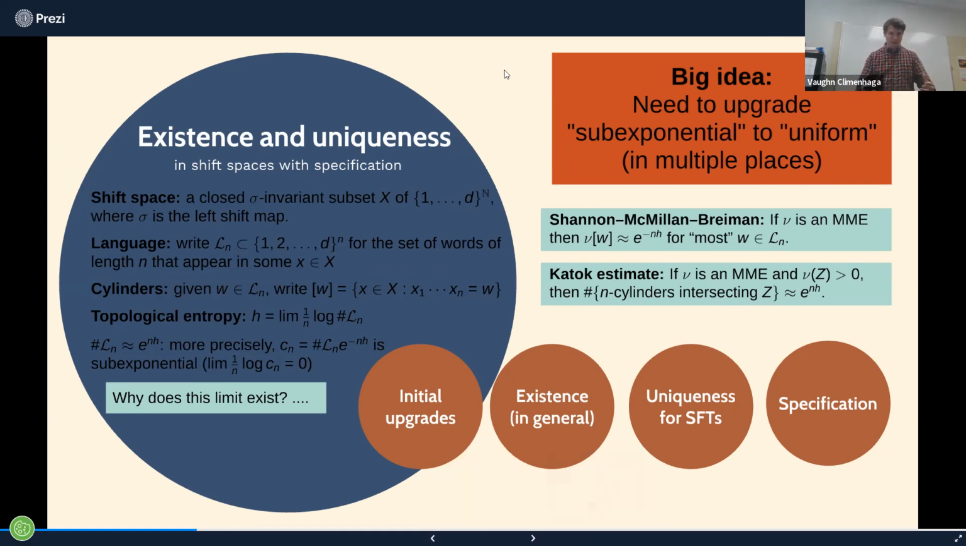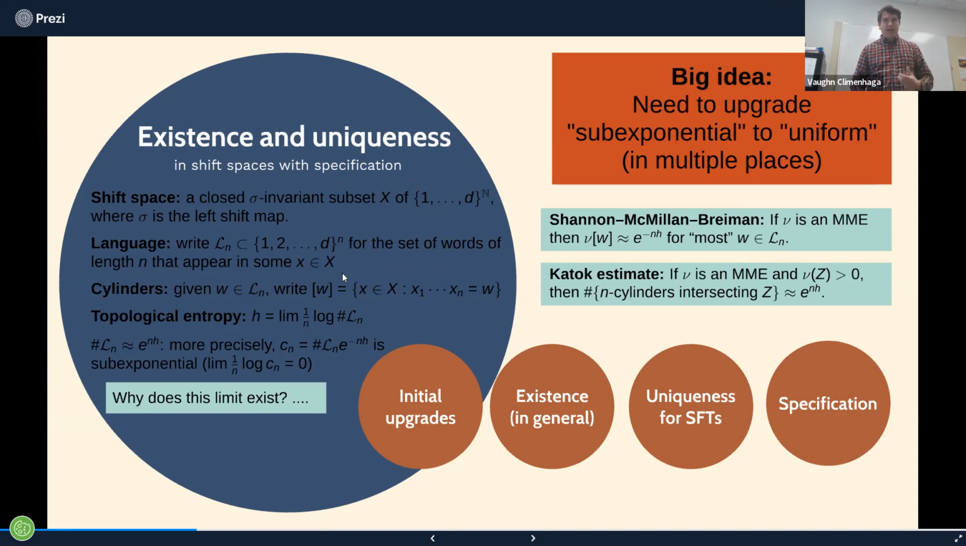I'm going to identify those as they appear. I'm going to mention the main ones right now. But first, let's set some notation. So we're going to talk about shift spaces. Eventually, we're going to talk about shift spaces with the specification property. Eventually, I have to tell you what that is. But for now, just think about general shift spaces. That is a closed shift-invariant subset of the full shift on D symbols.